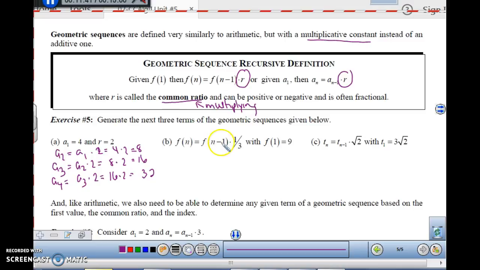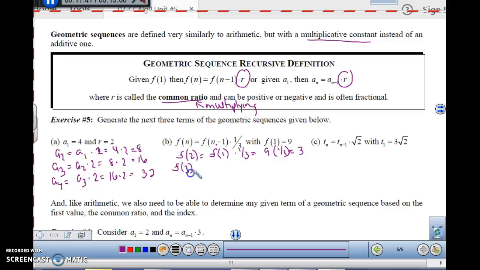All right, so f of n equals f of n minus 1 times a third, with f of 1 equals 9. This is the first term, which is 9. Your second term, what does it say to do? Take the previous term and multiply by a third. So this is going to be f of 1 times a third. So f of 1 is 9, times a third is going to equal 3.